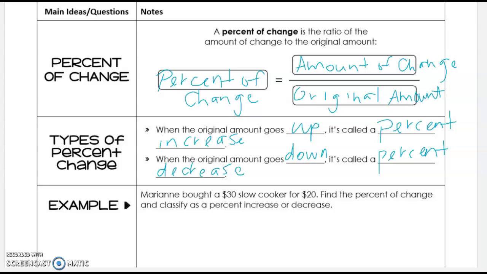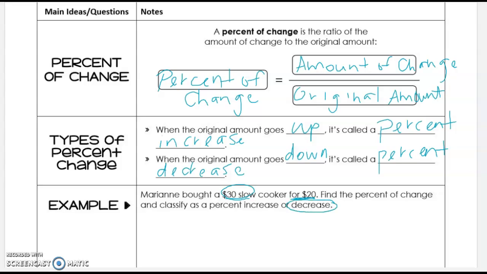So let's look at an example of how to calculate percent of change. This example says Mary Ann bought a $30 slow cooker for $20. So we see here the original amount of the slow cooker was $30, but she bought it for $20. Find the percent of change and classify as a percent increase or decrease. When we read our problem, we see that she bought a $30 slow cooker for a discounted price of $20. That tells us that we're looking at a percent of decrease.